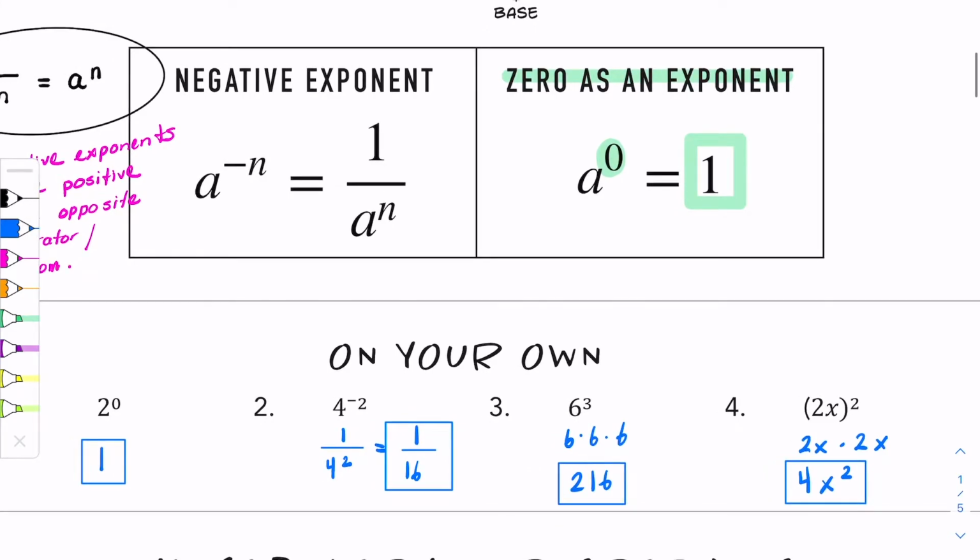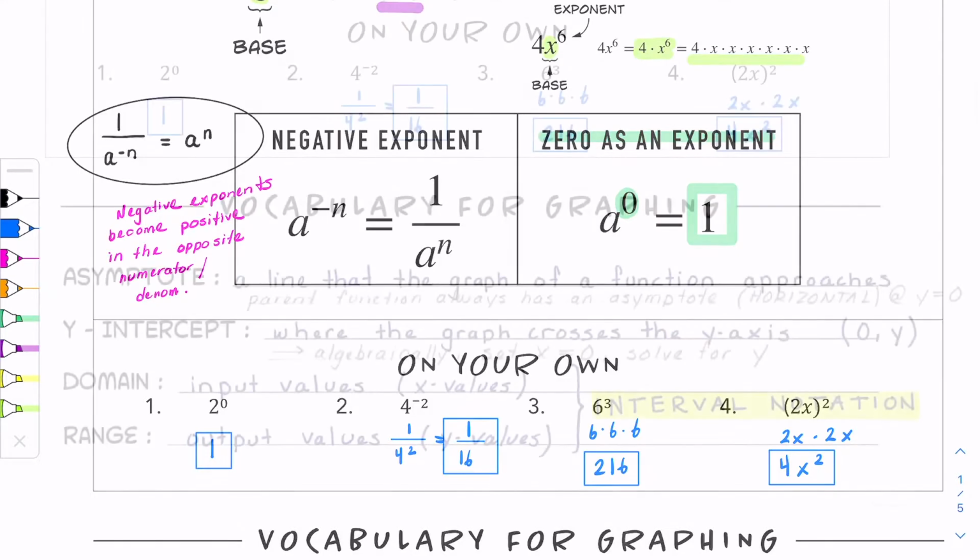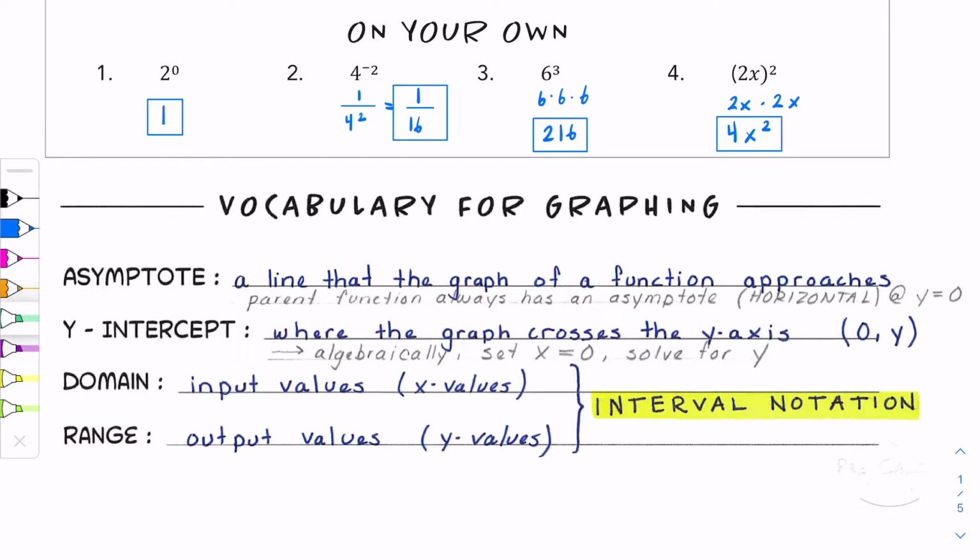All right, next we need to talk about some vocabulary. All of these vocabulary terms are terms we've already talked about this year, so let's quickly go through the formal definition of them. So starting with an asymptote, or what an asymptote is. Asymptotes are a line that a graph of a function approaches, it never touches or crosses. So the parent function of an exponential function, because that's what we're dealing with, always has an asymptote at y equals 0, and that's a horizontal asymptote. Of course, this can shift up or down with the function, but that's where the parent graph has an asymptote.